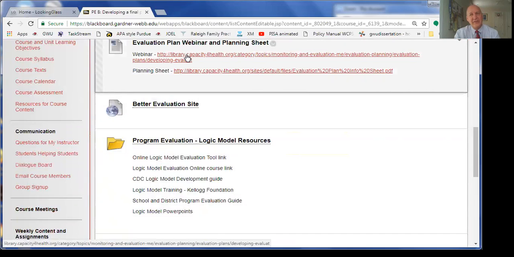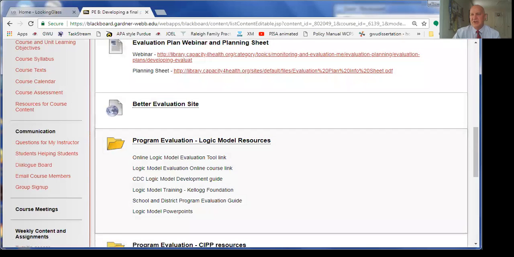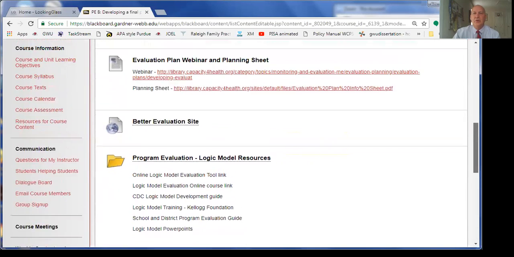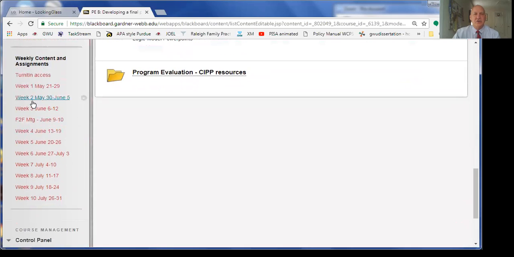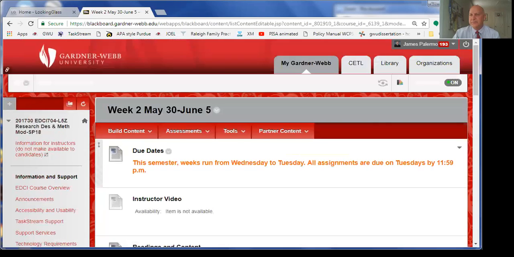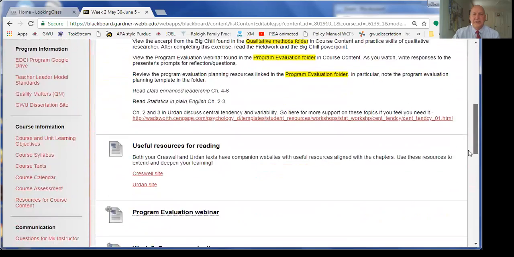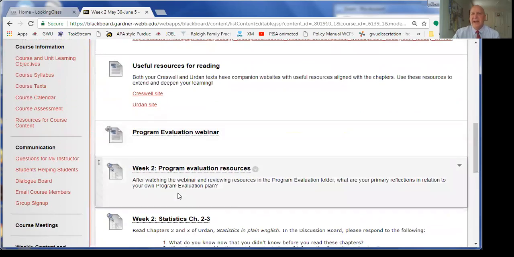Dr. Brown pulled much of the same language for your program evaluation plan from these planning documents. Take a look at it, please. Planning sheet, not so much. I will have planning documents that we'll use when we are together again on June 9th and 10th. But do look at that webinar, please. That's right here. And then do respond. What are some of your thoughts about the PE folder and the documents and the resources that are there?